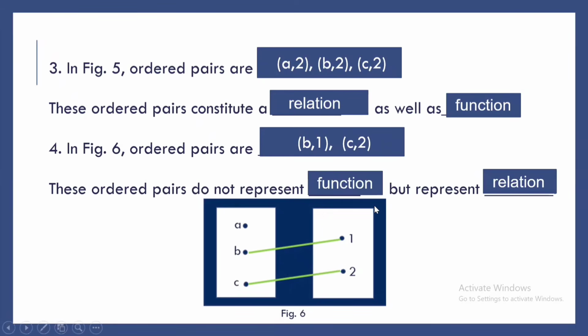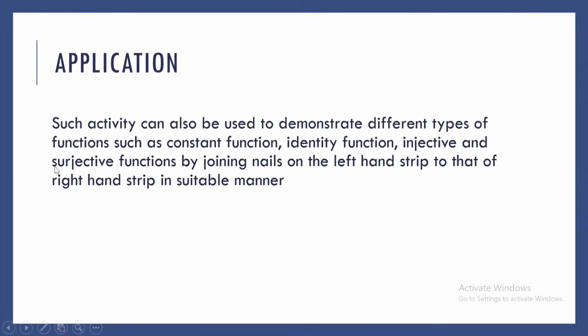So this was all what I wanted you to observe. The application of this activity is that such an activity can also be used to demonstrate different types of functions. We take different sets of inputs and outputs and we join them differently to get a constant function or an identity function, an injective function or a surjective function by joining nails on the left hand side to that of the right hand side in a suitable manner.